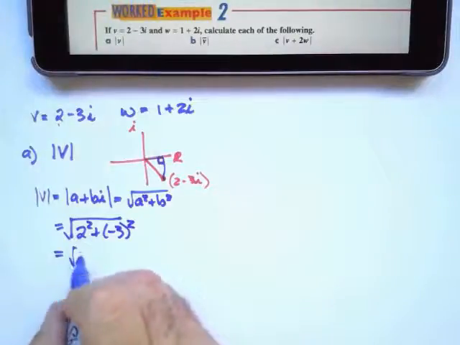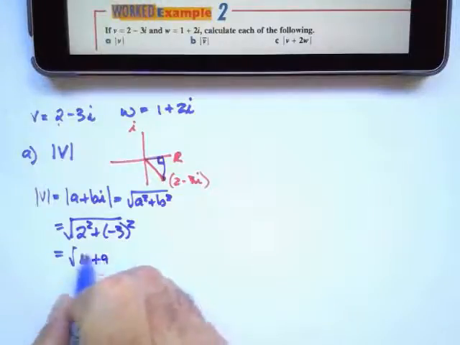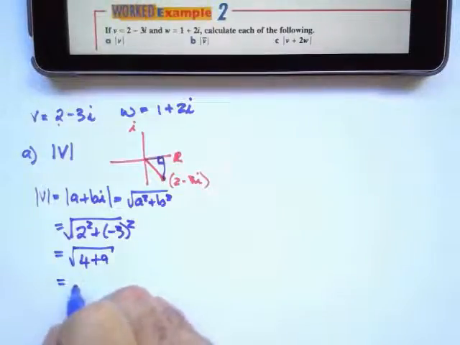2 squared is 4. Negative 3 squared is positive 9. So that equals the square root of 13.